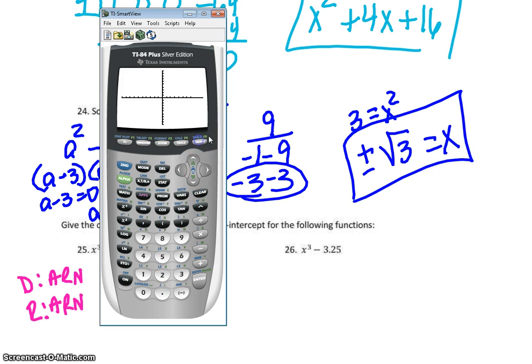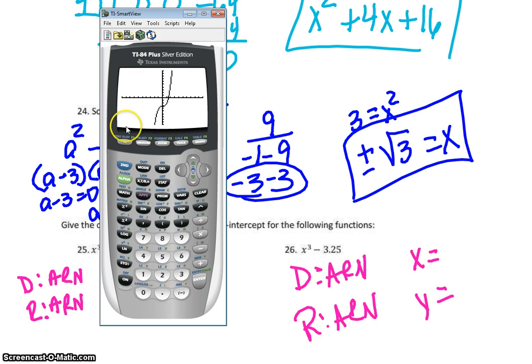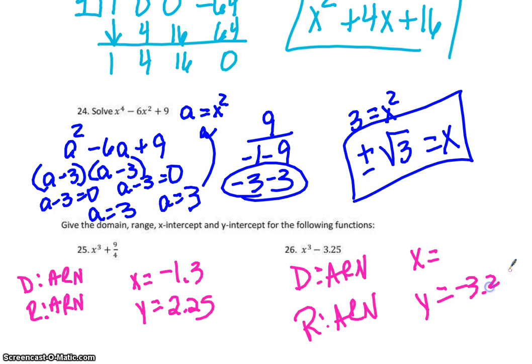We're going to take a glance at our graph, and we're going to discover that sure enough, domain is all real numbers and range is all real numbers. We still have to figure out the x- and y-intercept. So we're going to go to our table, second graph. If x is 0, y is negative 3.25. So your y-intercept is negative 3.25.